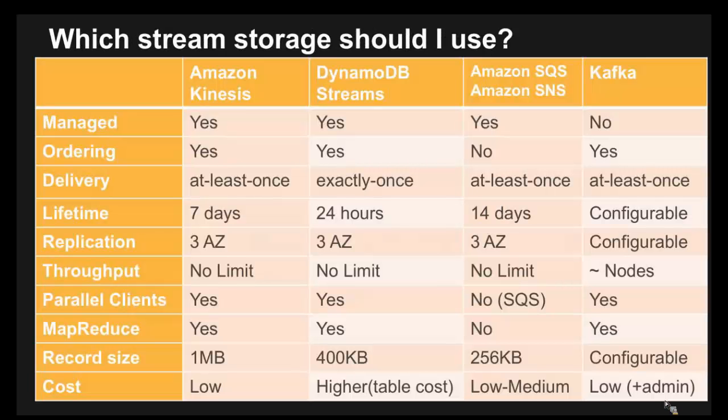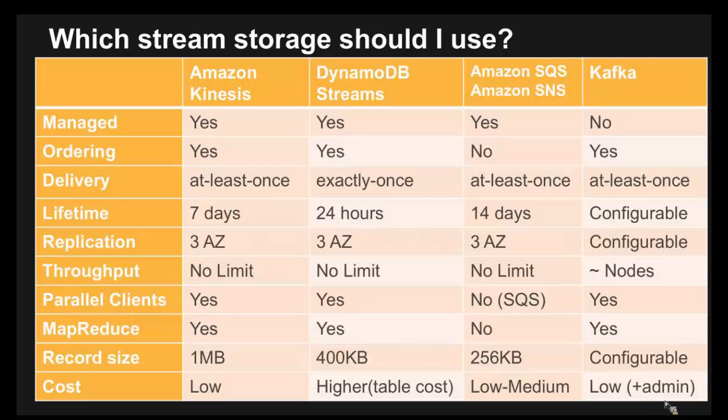So what I've done here is actually gone in a little more deeper. What I've listed on the left side along the rows is the various attributes, whether it's managed, order preserving, delivery, lifetime, etc. And I've compared and contrasted all of these technologies. For example, in this list, Kafka is not a managed service, whereas Amazon Kinesis is a managed service.